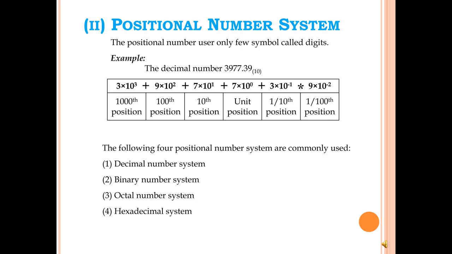Now, the following four positional number systems are commonly used. Basically, when we talk about the positional number system, there are four types we are commonly using. One is called the decimal number system, one is called the binary number system, one is called the octal number system, and one is called the hexadecimal number system.